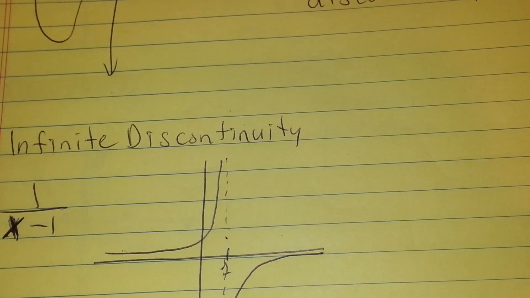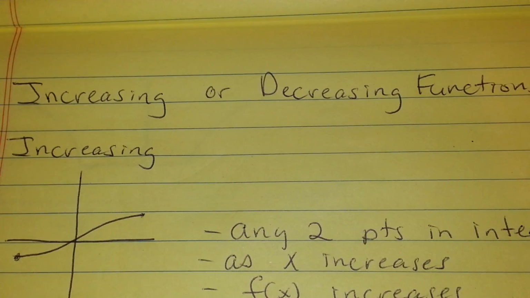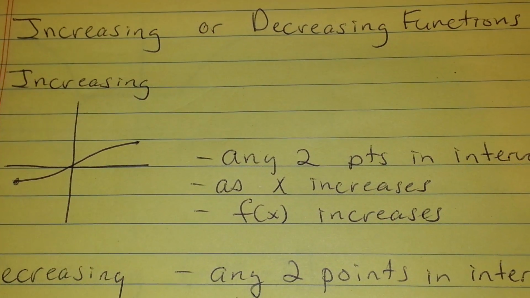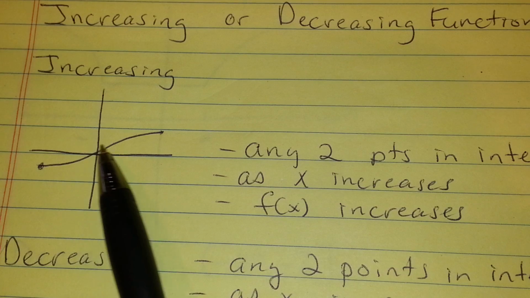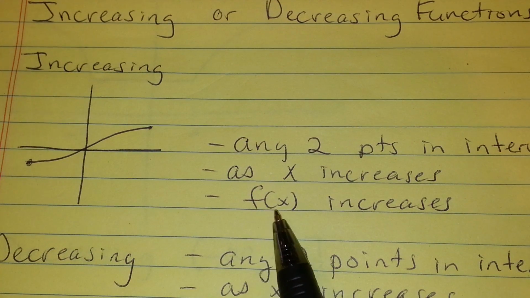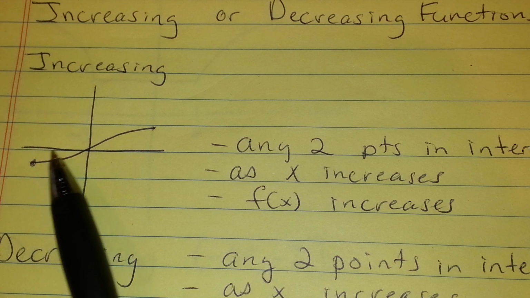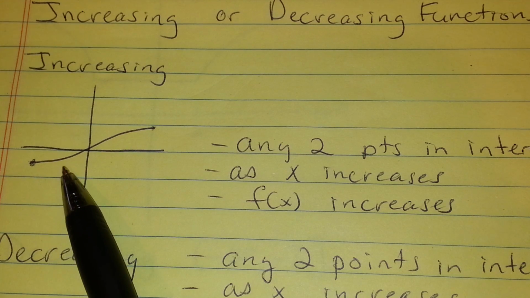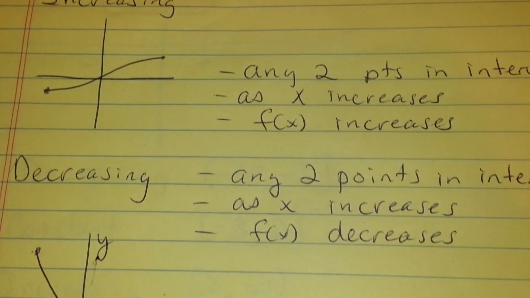Okay. Now let's talk about increasing or decreasing functions. Kind of common sense. Between any 2 points, as my x values increase, if the output, f of x, increases, I have an increasing function. So as x increased from here to here, my f of x, my output, or y, increased from here to here. That's an increasing function.